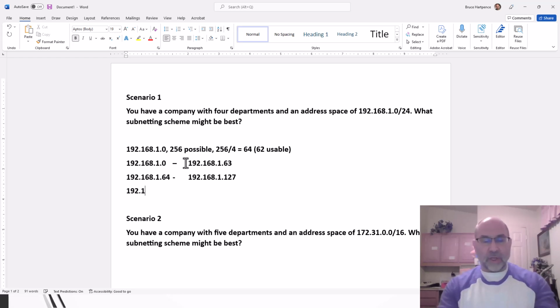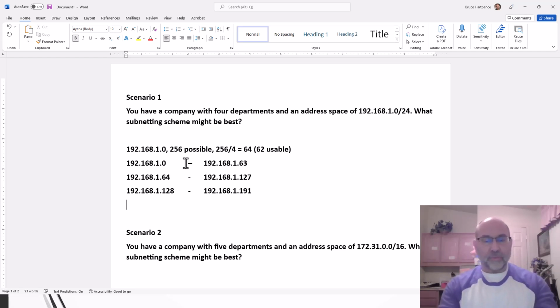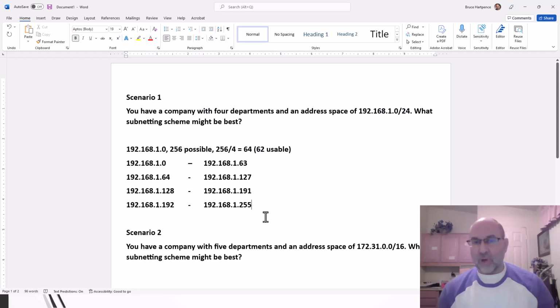And then I would go 192.168.1, well, just add 1, 128. And we would add 63: 192.168.1.191. And then 192.168.1.192, and that would go to 192.168.1.255. So here we've got 0 all the way up to 255. We've done 64 nodes per subnet.